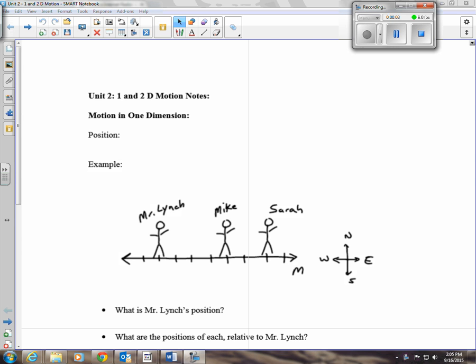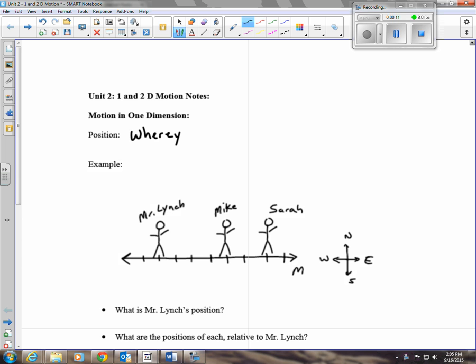The question is going to be on motion. And we're going to start out talking about position. Position is where an object is relative to some origin that we've decided on. The symbol for it is going to be x, and it's going to be in meters.